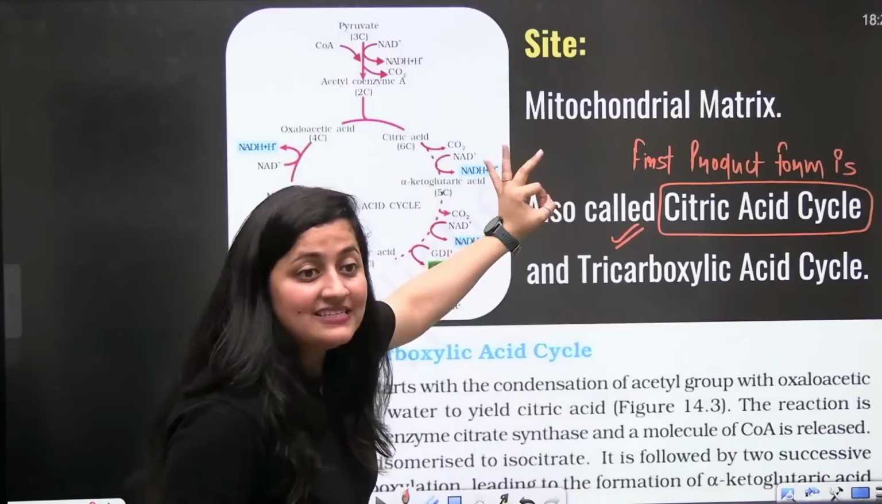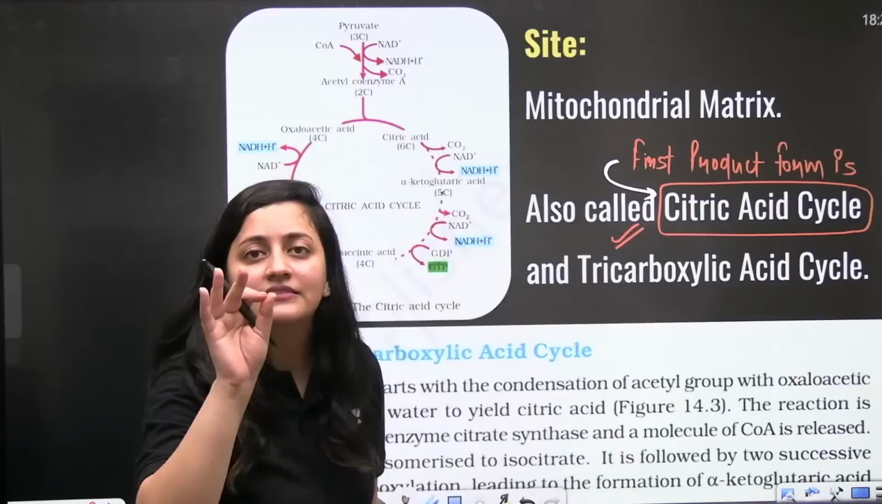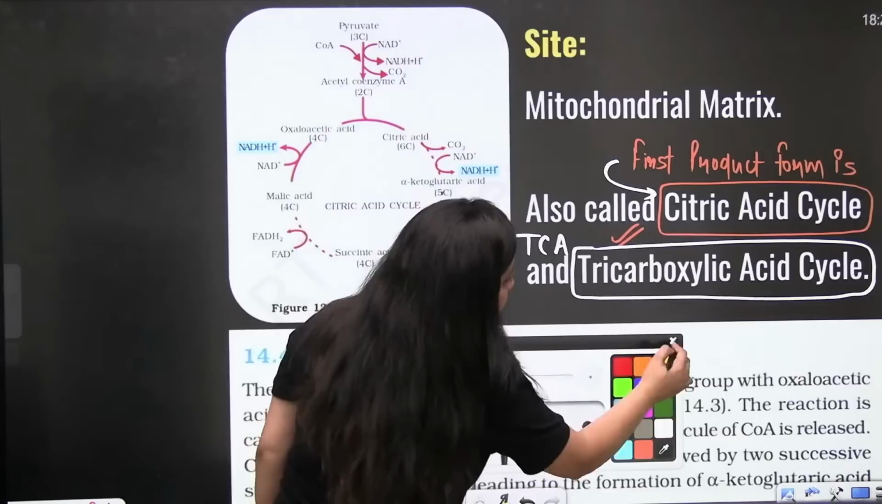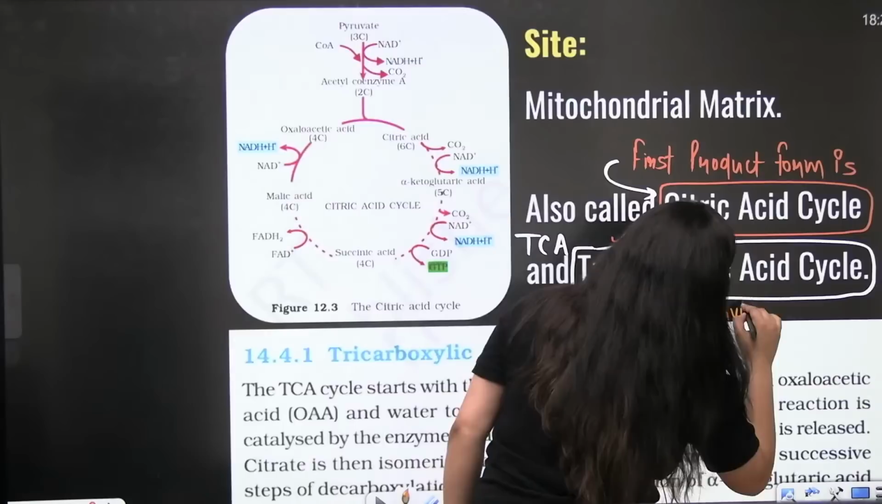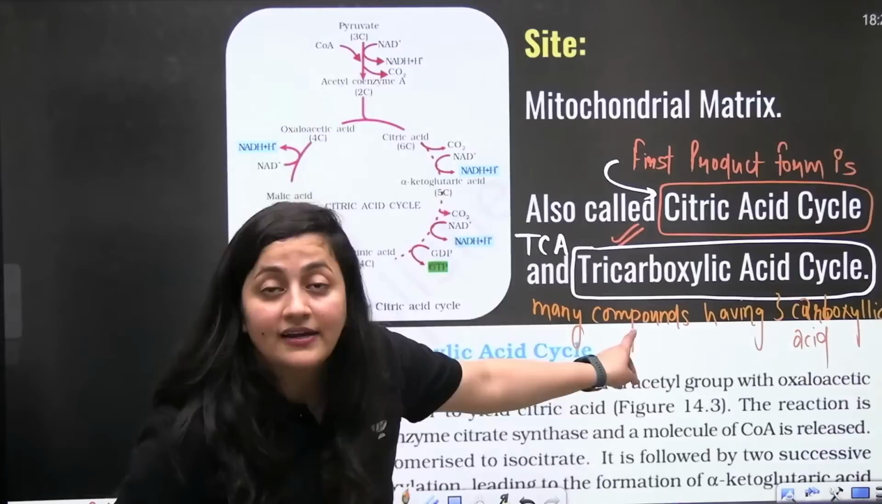So here, what do we have? The first product formed is citric acid. That's why we call it the citric acid cycle. And it is also known as the tricarboxylic acid cycle, that is TCA, because here you will see many compounds having three carboxylic acid groups. That is why we call it the TCA cycle.